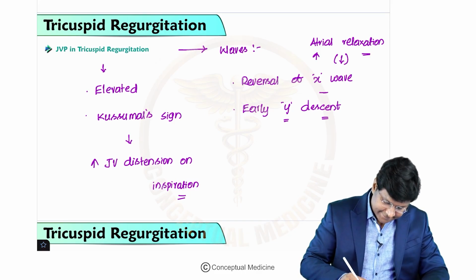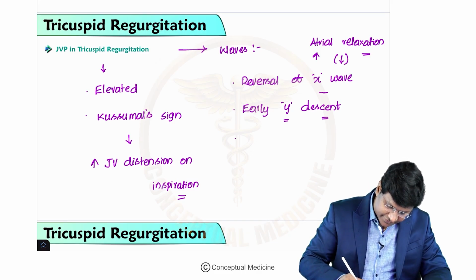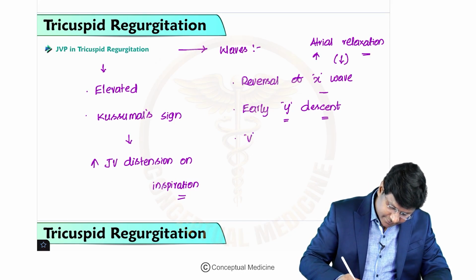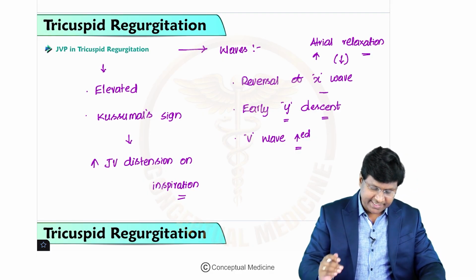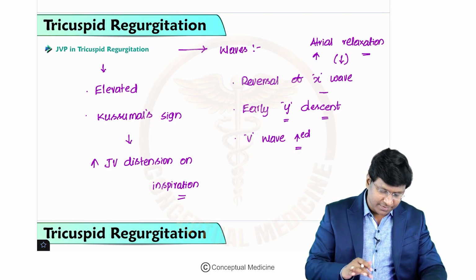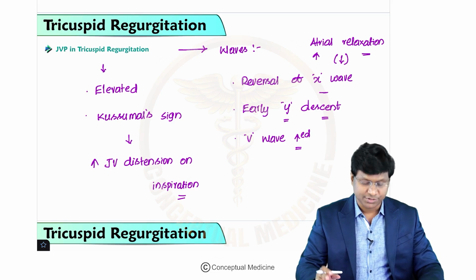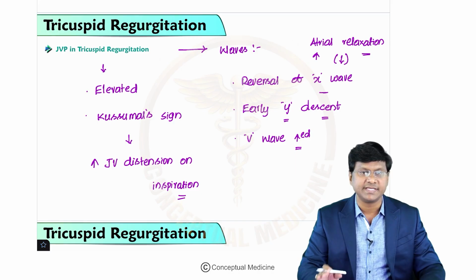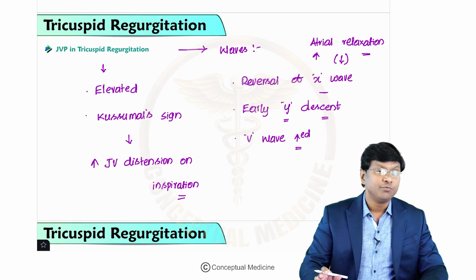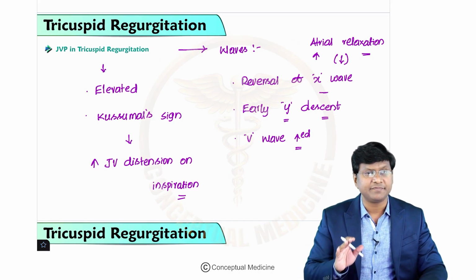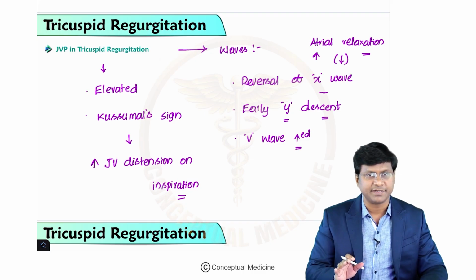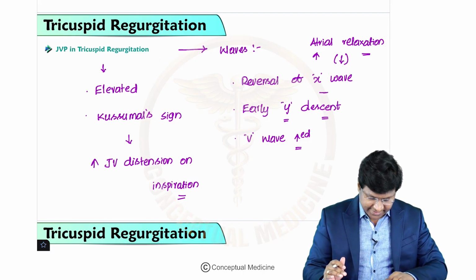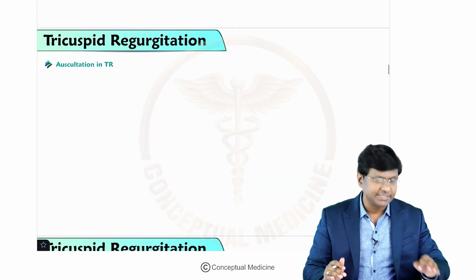Then, you take the V wave. The V wave amplitude is increased. So these are the abnormal waves that you will have in tricuspid regurgitation: reversal of the X wave, early Y descent, and an increased V wave. These JVP findings are very, very important in tricuspid regurgitation.